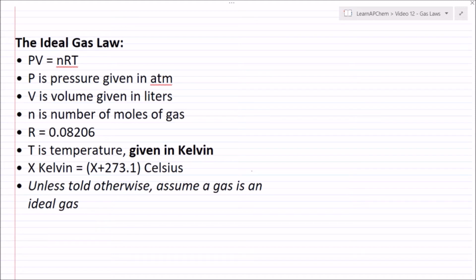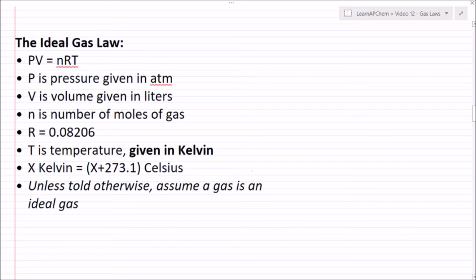Now, important note about units here. P is pressure given in atm, and R is 0.08206. Now these ones are flexible. You could change P to be pressure in millimeters of mercury, but then you would have to change R. So for right now, just memorize pressure in atm, this is your R, and if you have pressure in some different units, you're going to want to convert to atm.